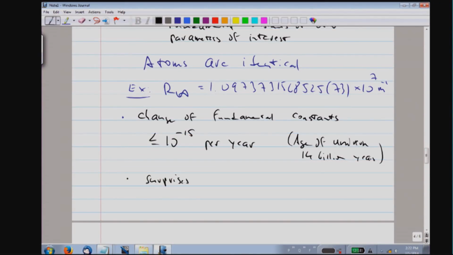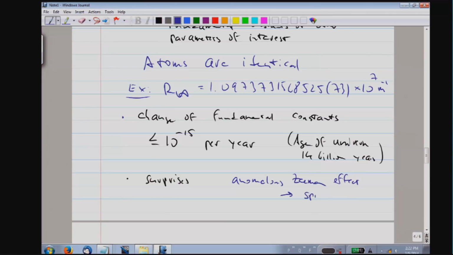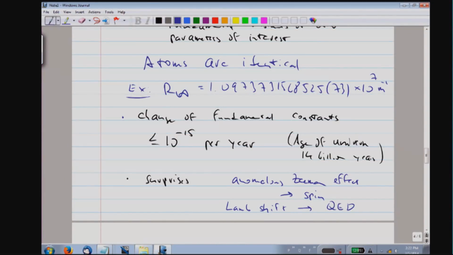And for instance, when people looked at the Zeeman shift with higher precision, they found, and we will talk about it when we talk about atoms in the magnetic field, the anomalous Zeeman effect. The discovery of that is what nobody expected: that the electron has a spin. Or when people saw a tiny shift in the spectrum of atomic hydrogen, a 1,000 megahertz splitting, it was the Lamb shift. This was the discovery of quantum electrodynamics.